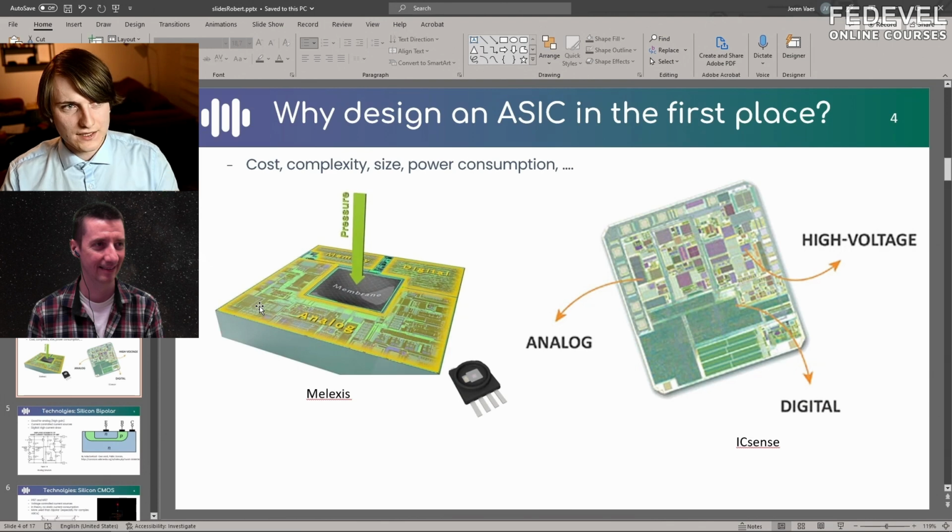So that's really where a lot of these ASICs sit. Are there many companies designing ASIC chips?